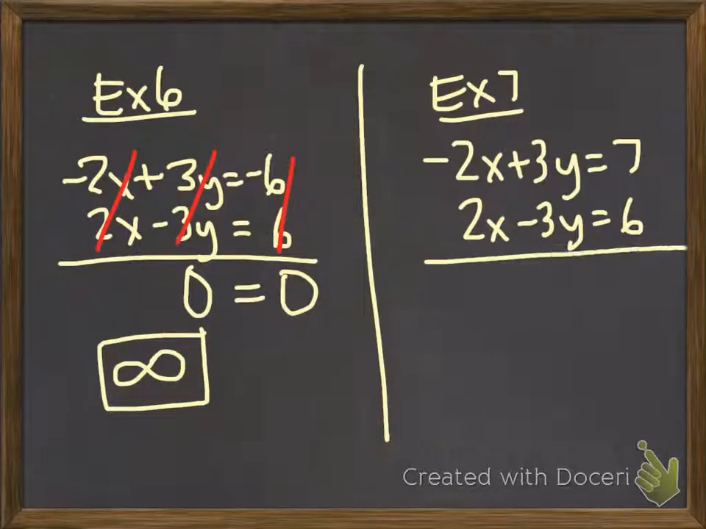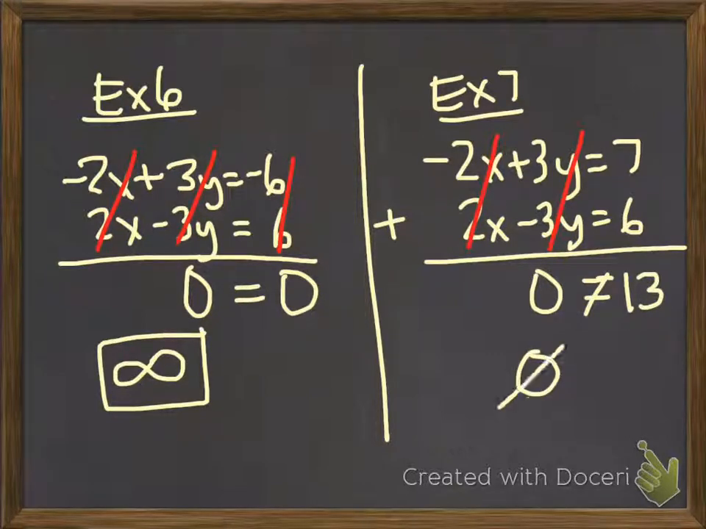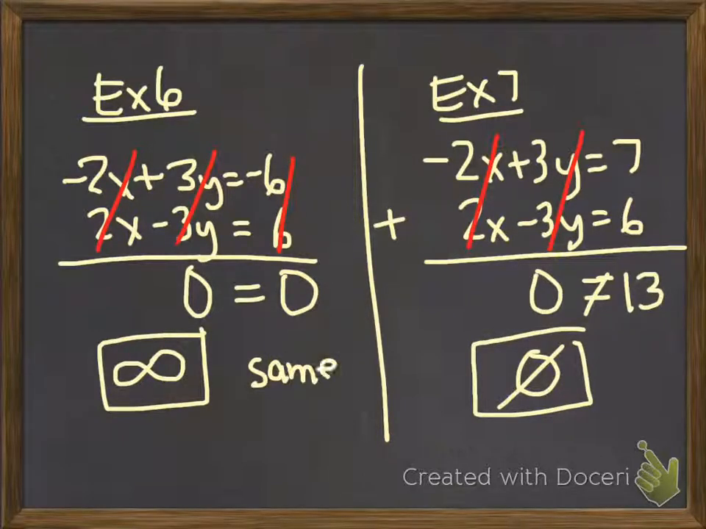Okay, let's look at example 7. The first line is negative 2x plus 3y equals 7, and the second line is 2x minus 3y equals 6. If we add again going down, we notice that this is 0 and this is 0, but the right side is not 0. On the left side we have 0, and on the right side 7 plus 6 is 13. Well, 0 is not equal to 13. So this is no solution. That means both of these lines are parallel. They never meet, and that's why they have no solution.